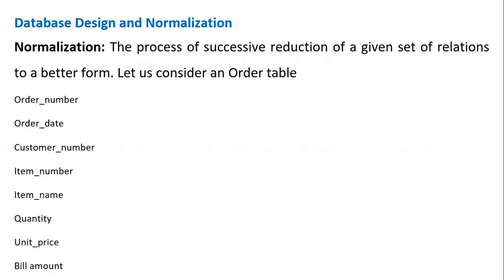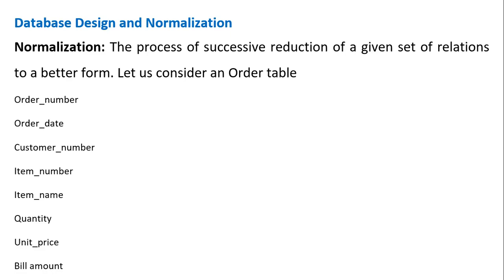That is to say, we try as much as possible to remove abnormalities in the table design so that our database will be consistent. That's why we have normalization in place. Let's consider order number, order date, customer number, item name, quantity, unit price, and bill amount. So if I purchase, say, order number 1 for customer number 001, this is what I purchased today. And then tomorrow they will also put that.